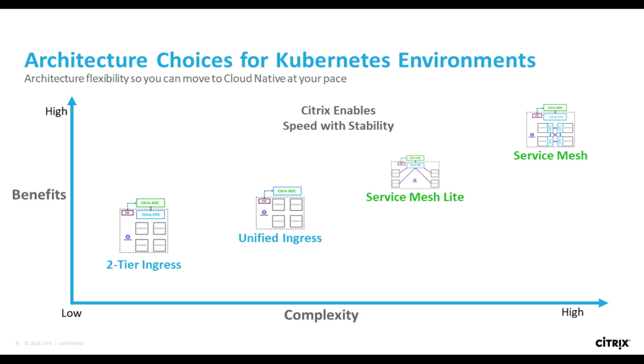This is a very, very key slide for architectural choices. On the horizontal axis, you will see the complexity. On the vertical axis, you will see the benefits. If you are a cloud native application novice, we strongly suggest you start with a simple 2-tier ingress solution, but have a roadmap to move towards more complex but much more feature-rich service mesh solutions later.